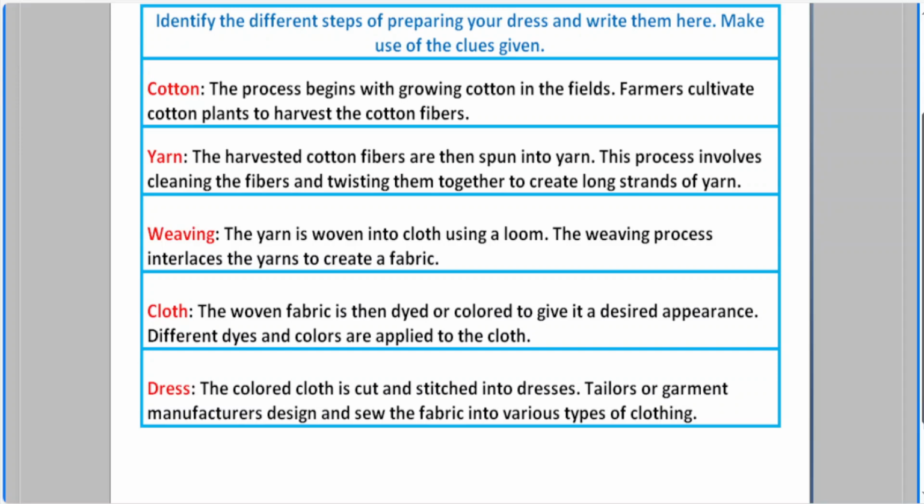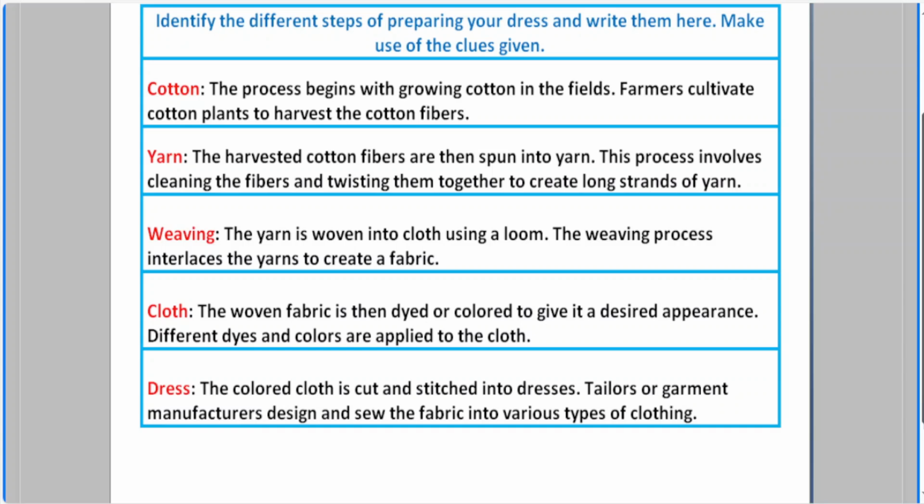The process begins with growing cotton in the fields. Farmers cultivate cotton plants to harvest the cotton fibers. The harvested cotton fibers are then spun into yarn. This process involves cleaning the fibers and twisting them together to create long strands of yarn.